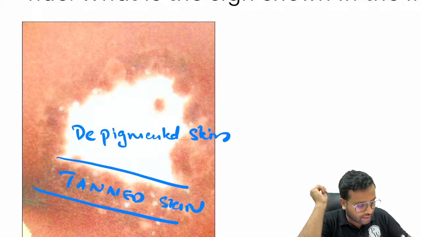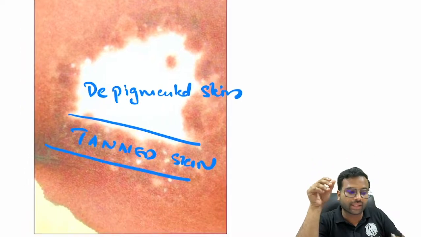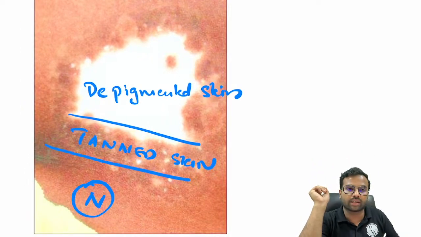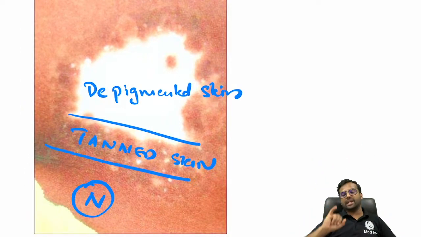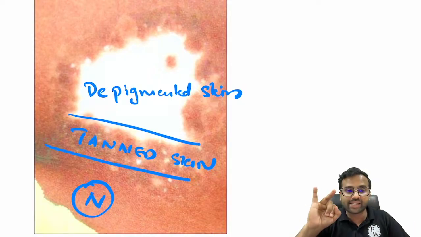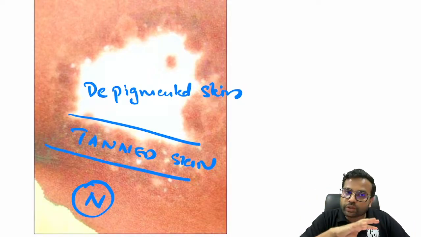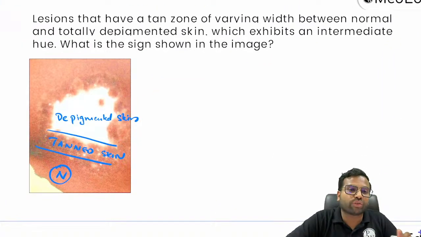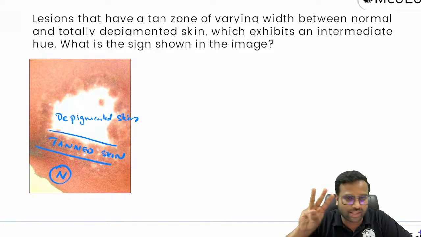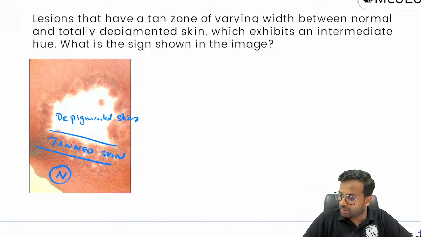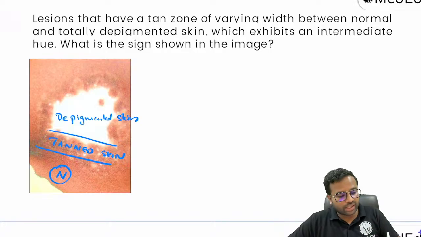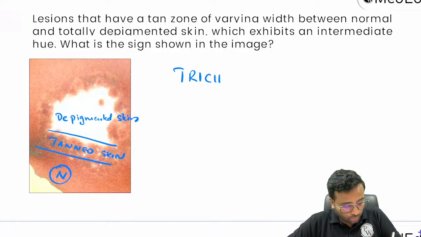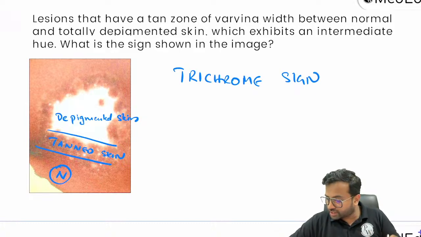And after that, you can see that there is normal skin. How many colors are there? Depigmented skin, tanned skin, and normal skin. When you see three different colors, one after the other, what is the name of this kind of sign? The clue for you is three colors. Trichrome sign. Excellent. So this is called the trichrome sign.